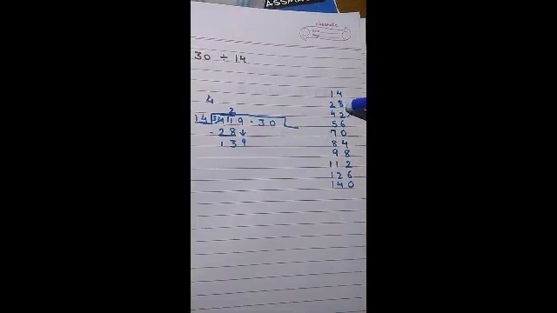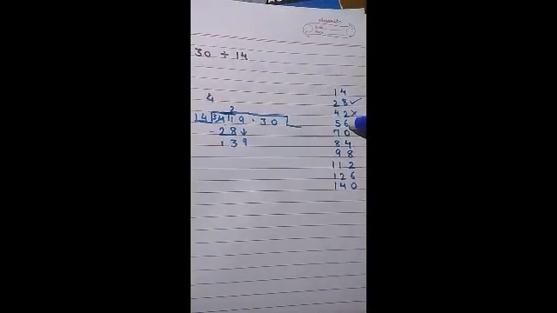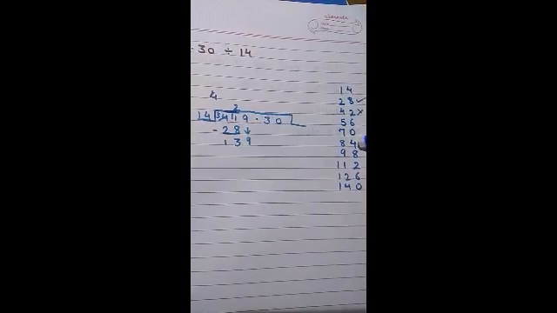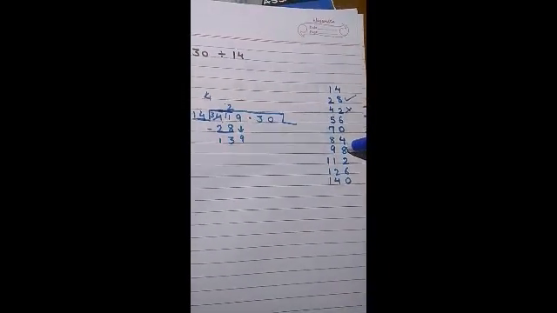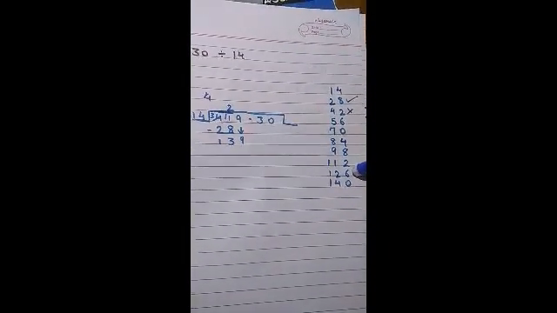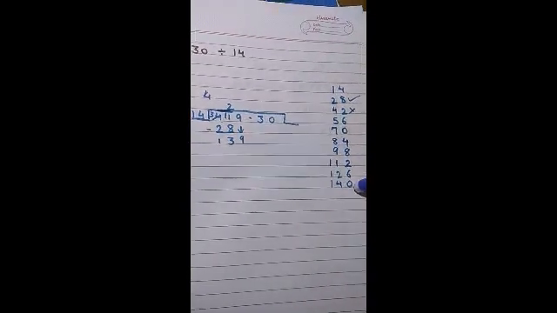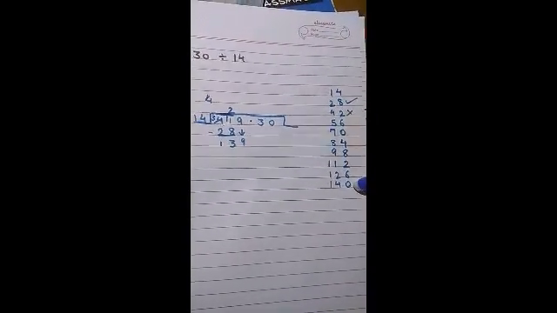14. 14 ones are 14, 14 twos are 28, 14 threes are 42, 14 fours are 56, 14 fives are 70, 14 sixes are 84, 14 sevens are 98, 14 eights are 112, 14 nines are 126, 14 tens are 140. Can we take 140?